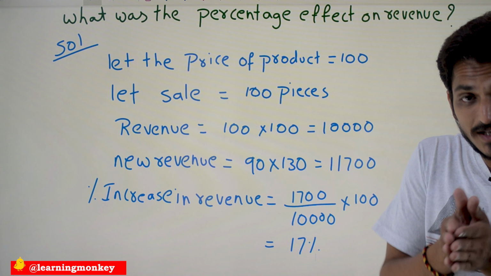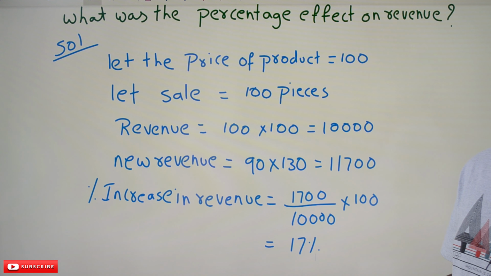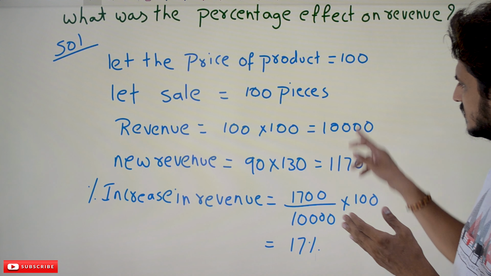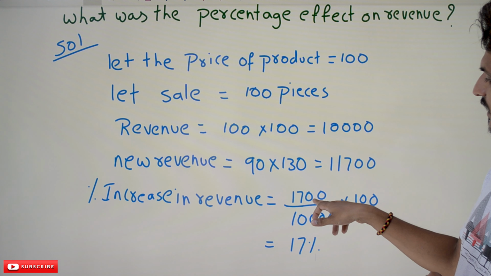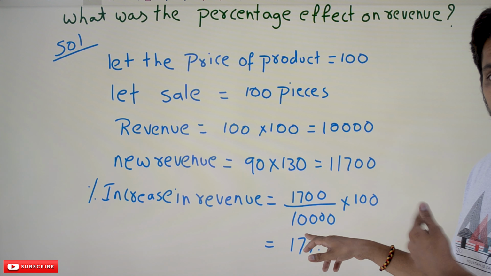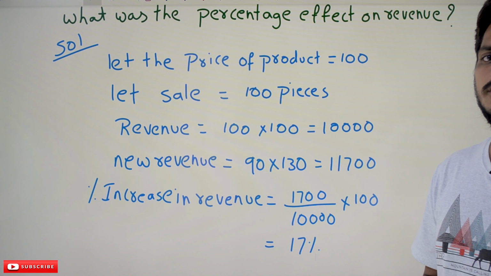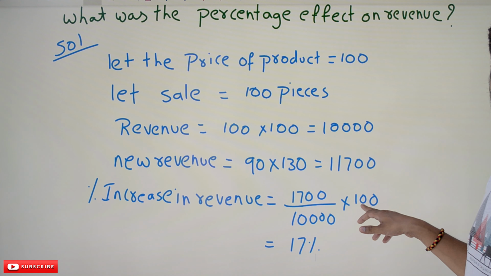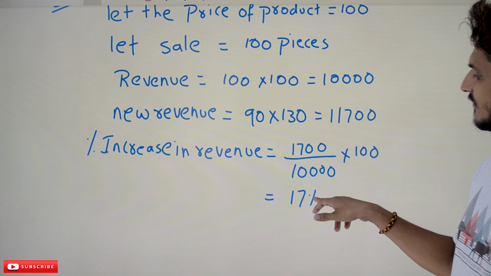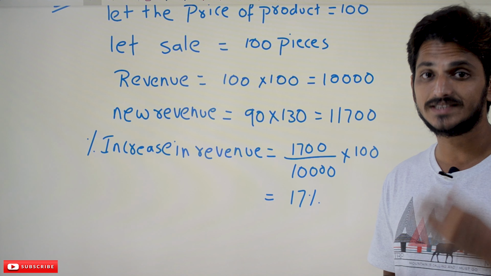What is the percentage increase in revenue? That is what you have to identify. Percentage increase in revenue means 11,700 minus 10,000, you are going to get 1,700. Out of 10,000, you are going to get the percentage increase in revenue. So 1,700 by 10,000 multiplied by 100, you are going to get 17%. So this is how percentages examples will be framed.